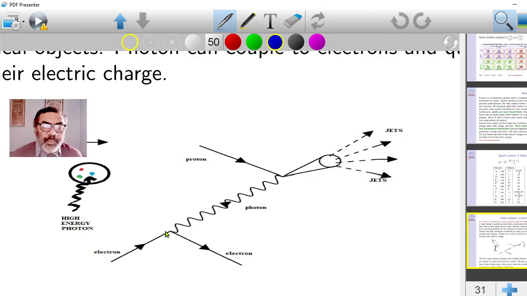This is the electron. It will emit a photon because it couples to the photon. It has electric charge, so it will couple to the photon. And this photon at the other end will couple to the electric charge of the proton. This electron scatters with this proton after a while. That means this is a time interval of electromagnetic interaction, delta t, which is typically 10 to the power minus 15 seconds.